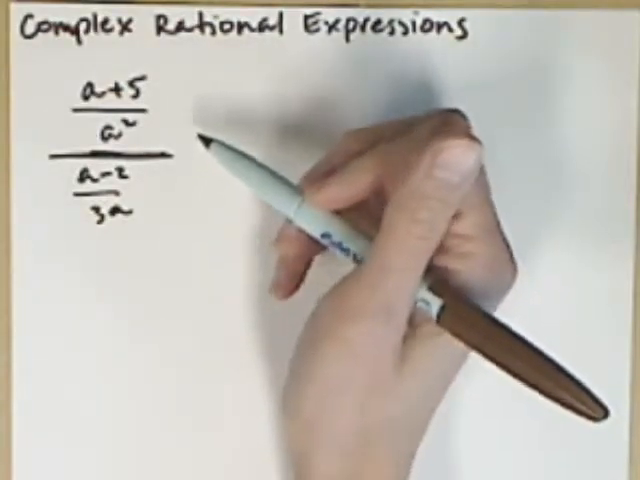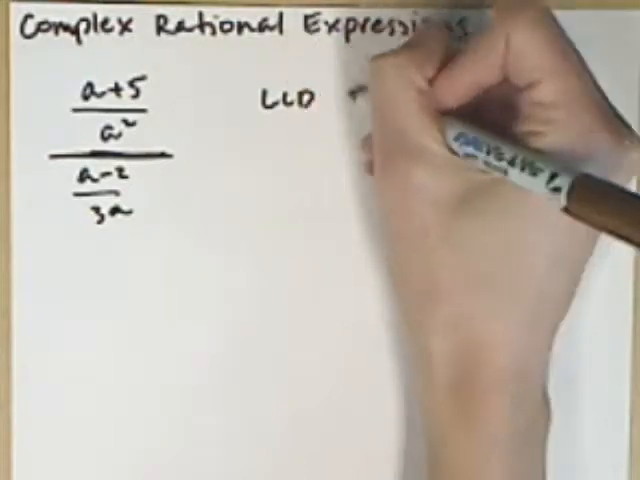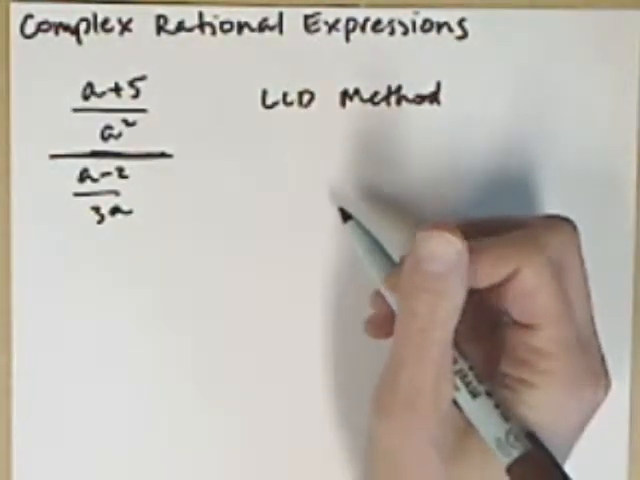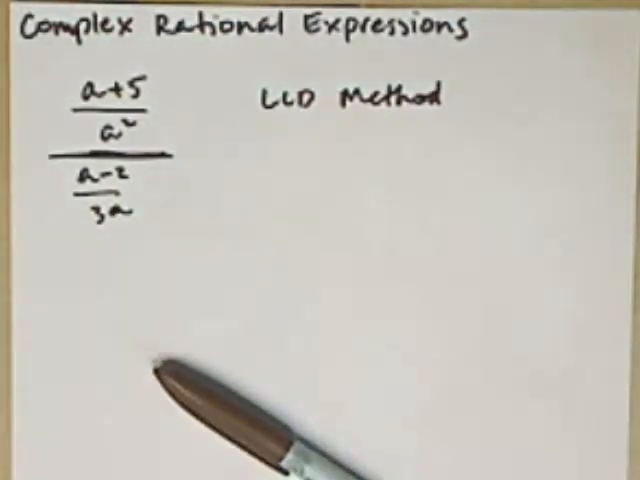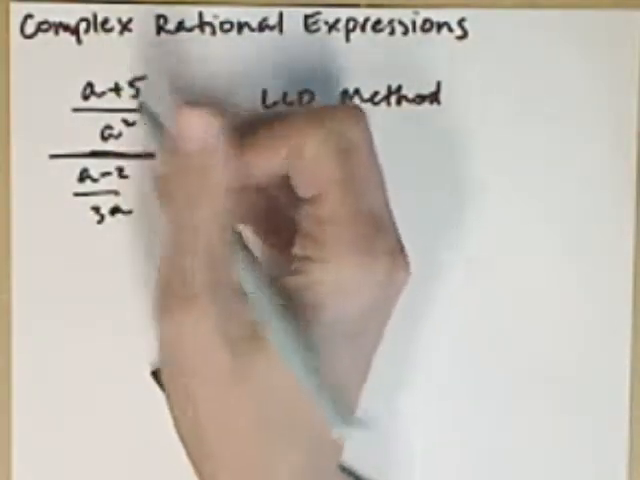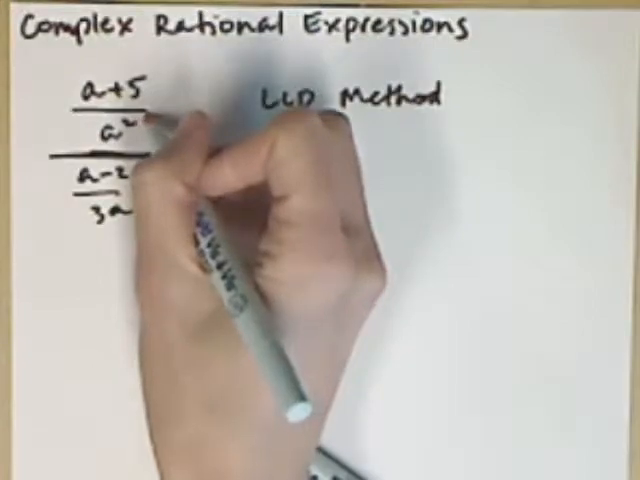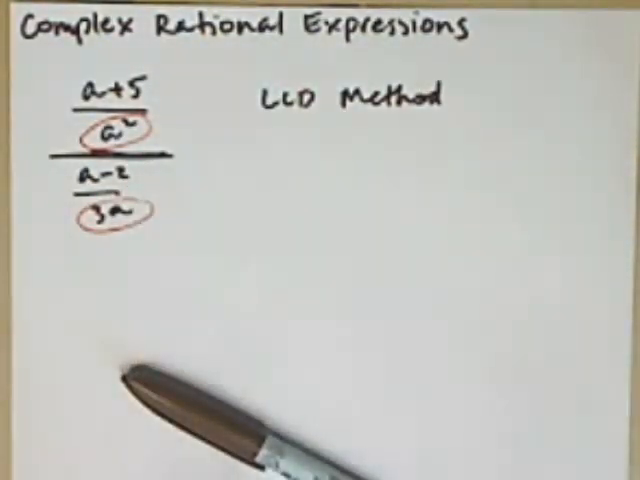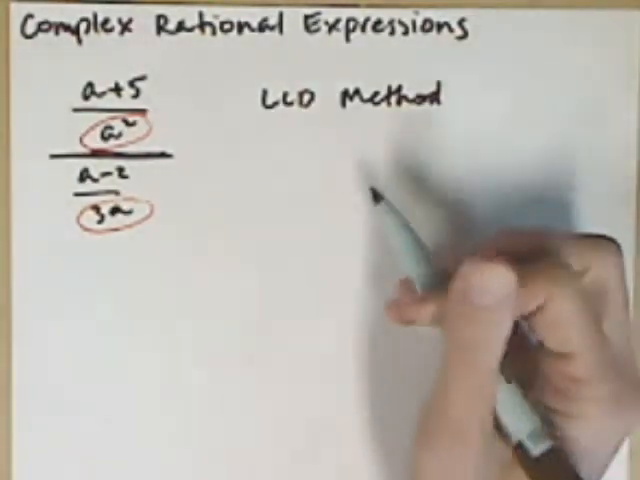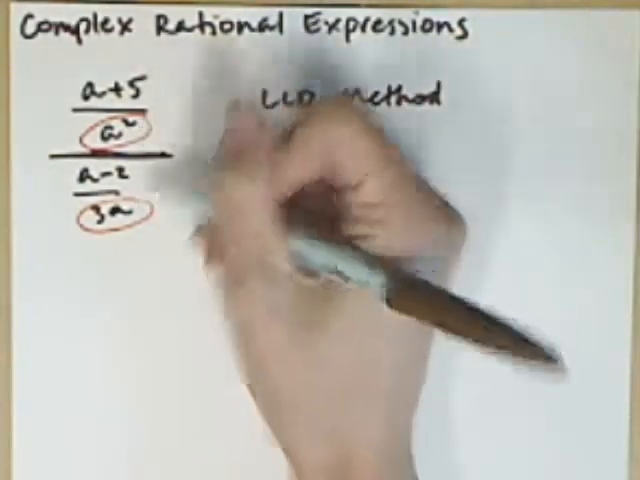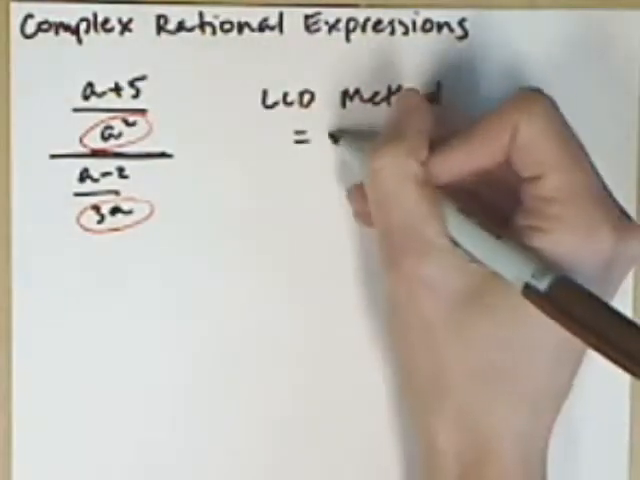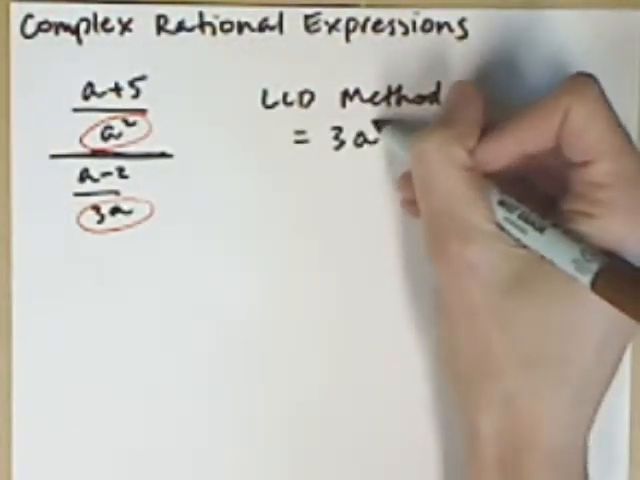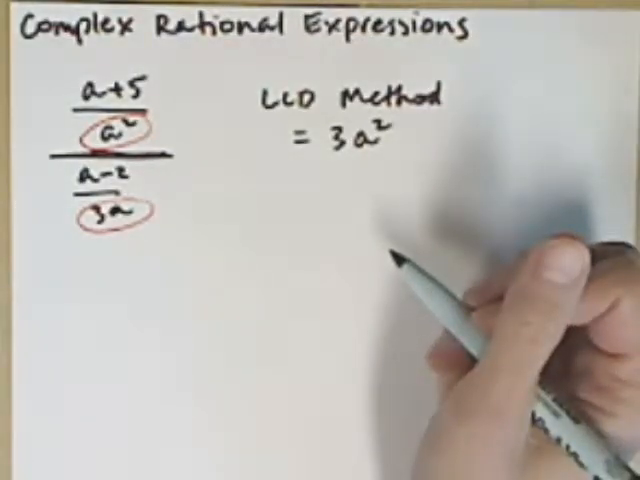So as we work through this, we're going to use the LCD method. There are more methods than just this one, but we're going to use the LCD method, which means that we're going to identify the LCD between the denominators inside the rational expressions. So this is a denominator, a squared. 3a is also a denominator. So the LCD for both of these would be, let's see, we need a 3 for the coefficient, and we have an a here but an a squared here, so our LCD is 3a squared.